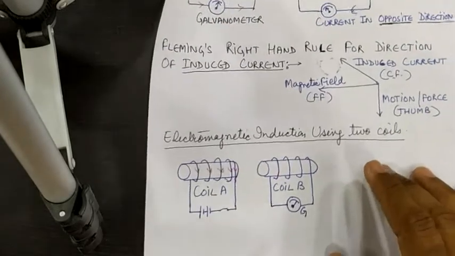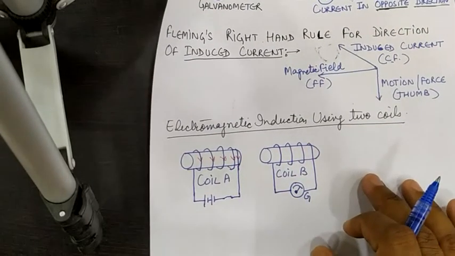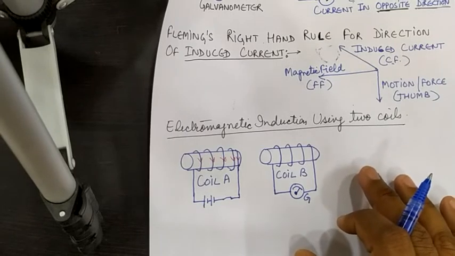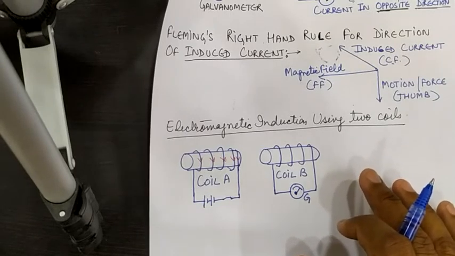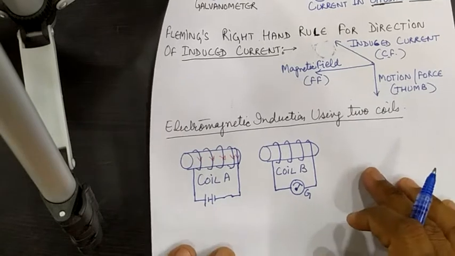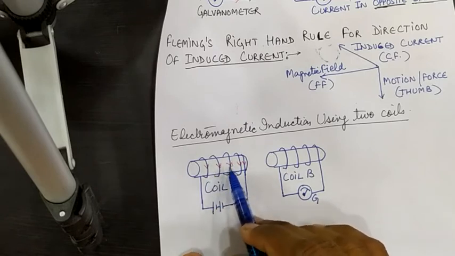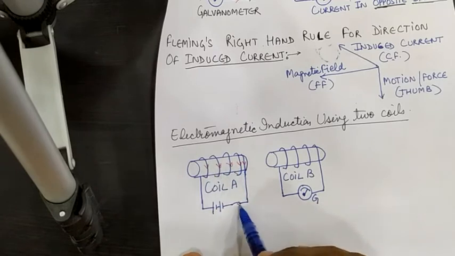You can also have electromagnetic induction using these two coils. This is coil A and coil B. Let us pass current in coil A by pressing the switch. This is the switch over here.